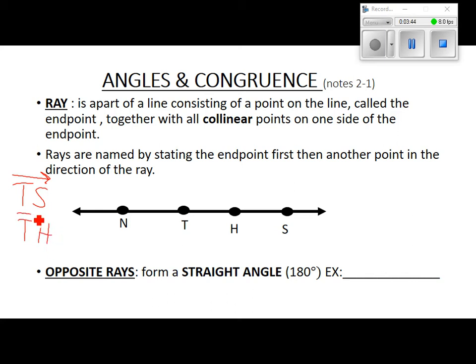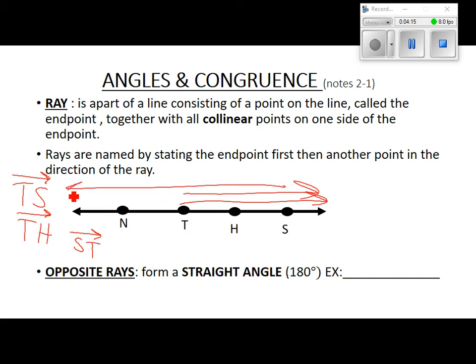TH. Because look what happens. If I start at T and I go out through S, then I start at T and I go out through H. Is there anything different there? Now you got to be careful. Would ray ST be the same ray? No. Why not? Because S doesn't go through T if you're going the same direction. Which ray is this? Where do I start at? S. Starting at S and you're going that direction. So you got to be careful with rays.